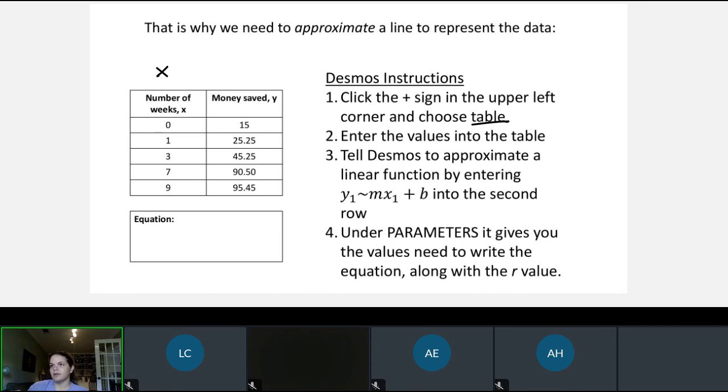Your table is going to be X1 and Y1. So you're going to enter in your X1 values. Again, that was 0, 1, 3, 7, 9. And then enter in the dollar amounts into your Y1.